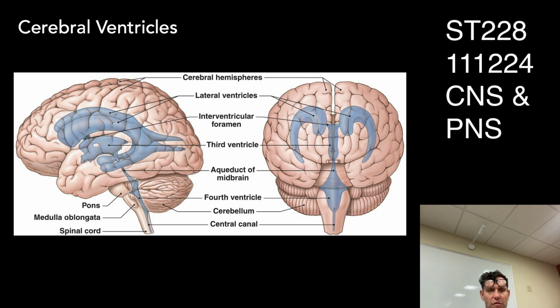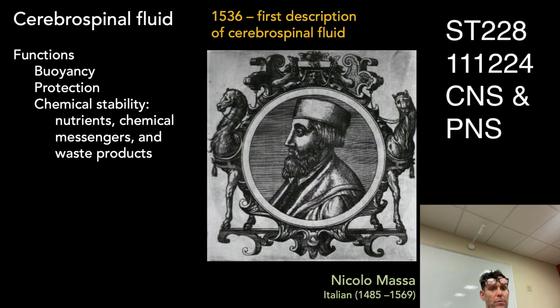The tail of the fourth ventricle communicates directly into the central canal of the spinal cord, which runs the whole length of the spinal cord. So that's the ventricles of the brain. All of them are filled with cerebrospinal fluid, first described by Niccolò Massa, this Italian, in 1536.